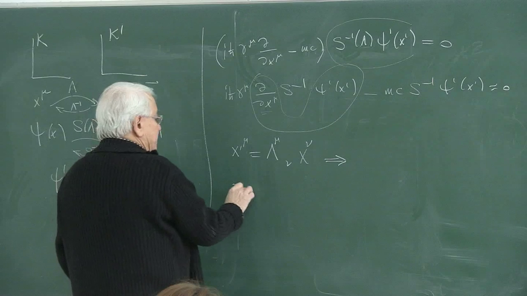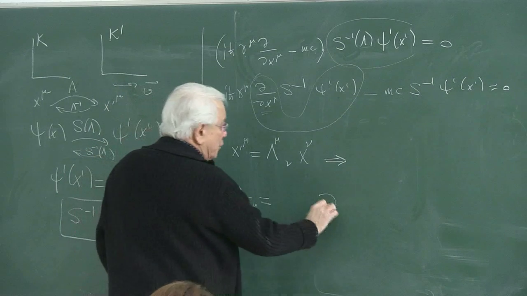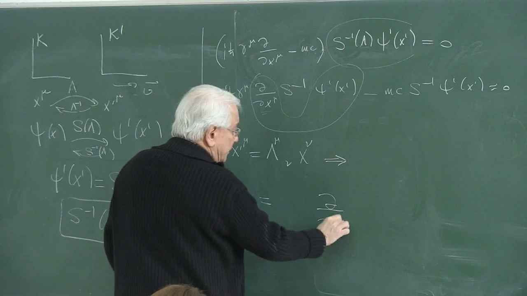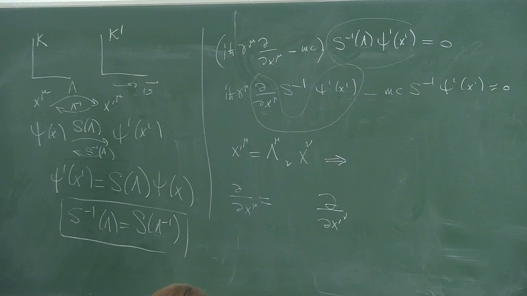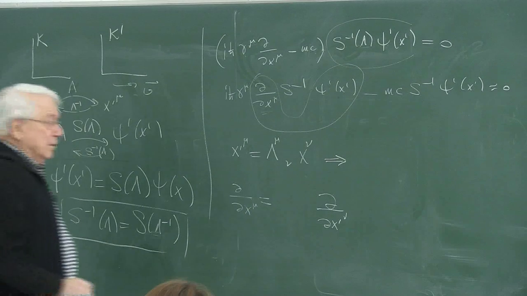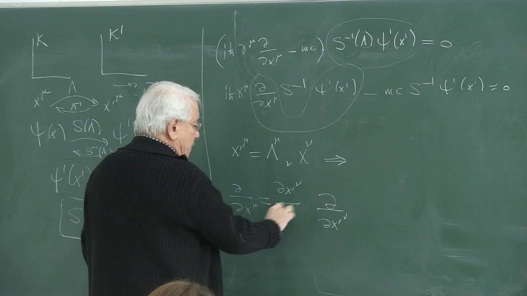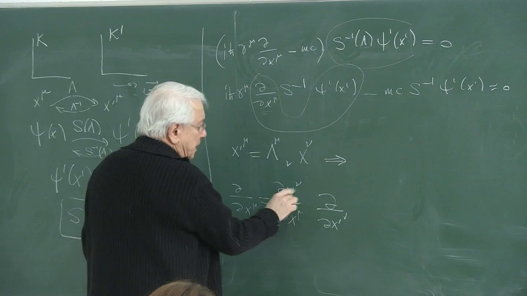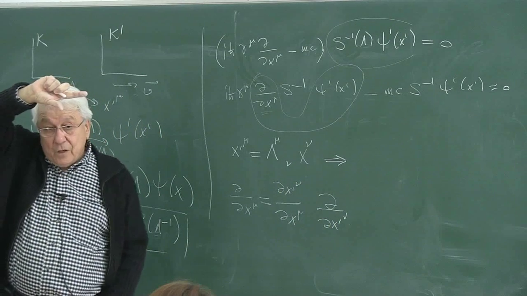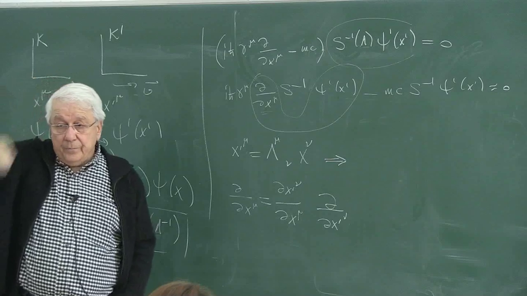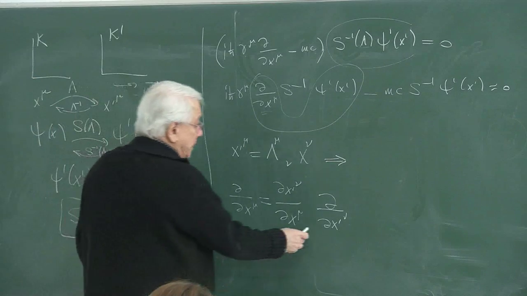d by dx mu is, first of all, I need a derivative involving the x prime. The chain rule tells you that it is dx prime nu divided by dx mu, again repeated indices are summed over and they are on the same position. You have to be careful about the position, up and up. So I need this Jacobian.